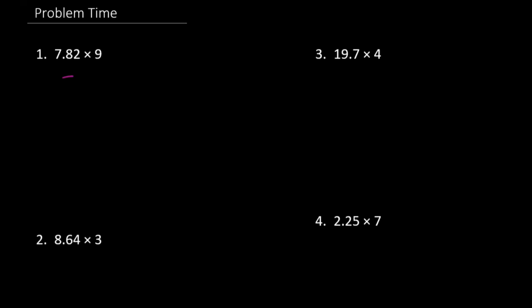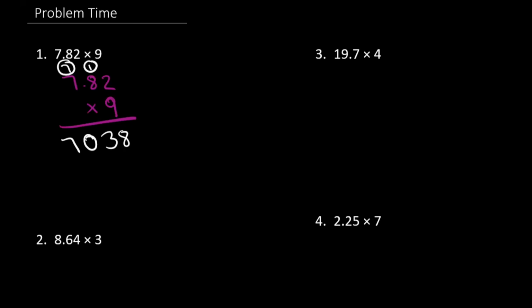So we're gonna write 7.82 and then 9 under it. Now let's start multiplying. 9 times 2 is 18. 9 times 8 is 72. 72 plus 1 is 73. 9 times 7 is 63. 63 plus 7 is 70.